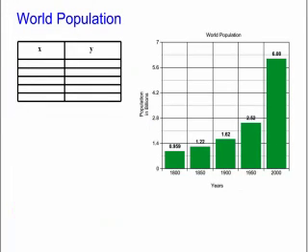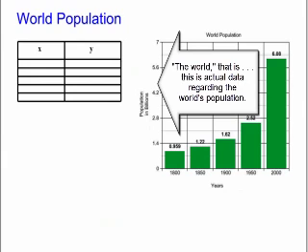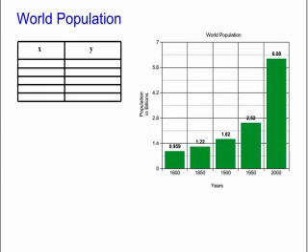So here we have the graph of a world population. And you can see that along the x-axis we have our years. Those are given as 1800, 1850, 1900, 1950, and 2000. So those are just years that are given there.